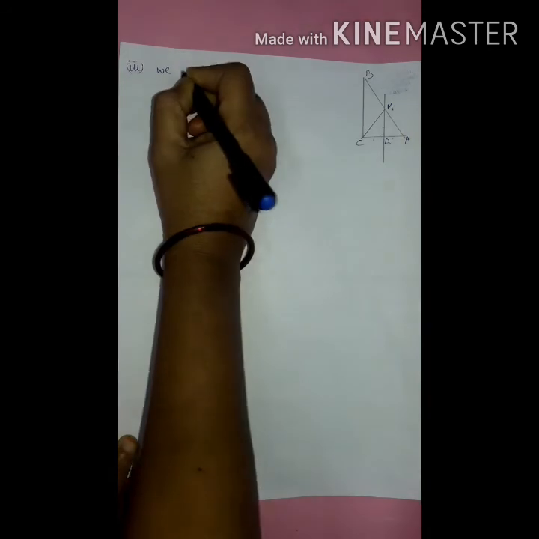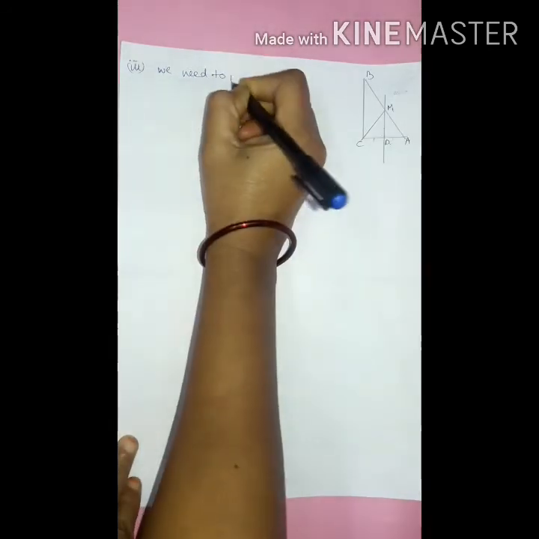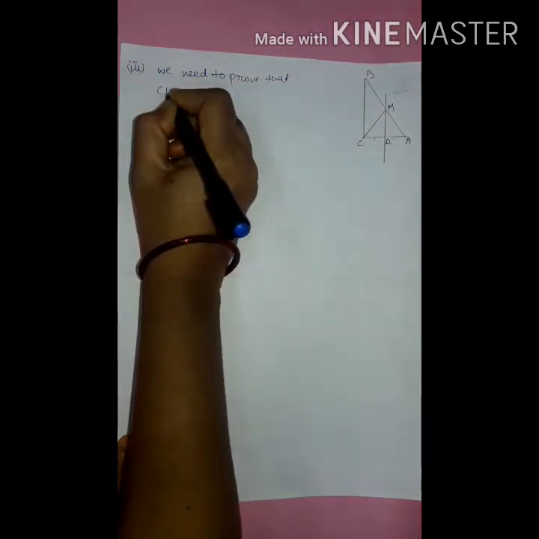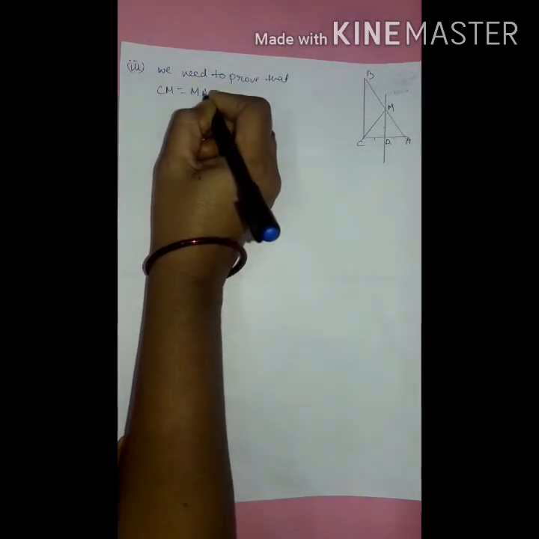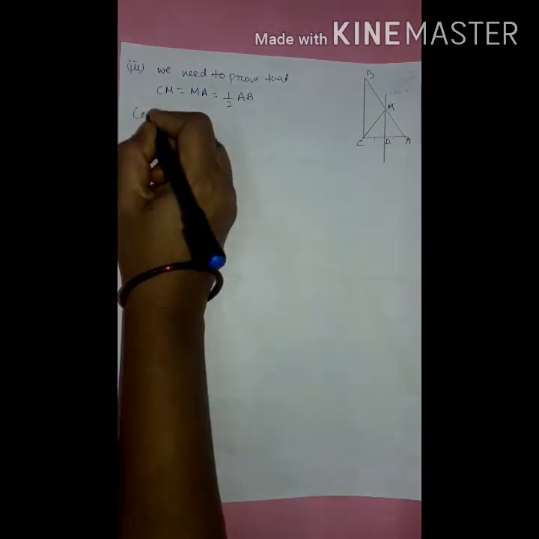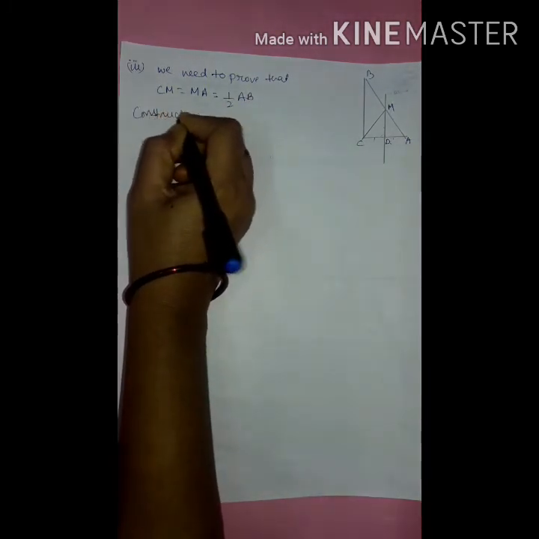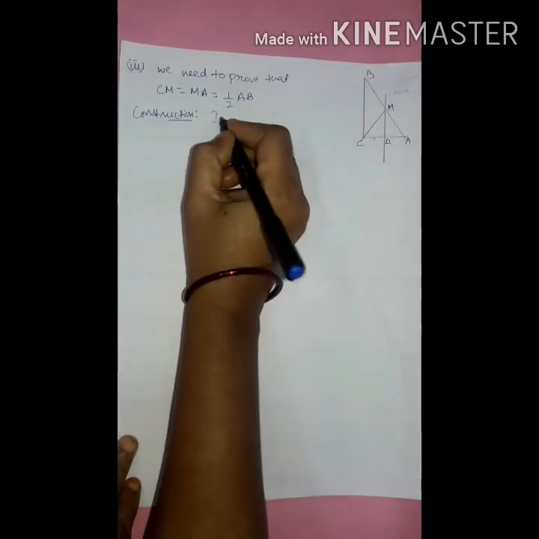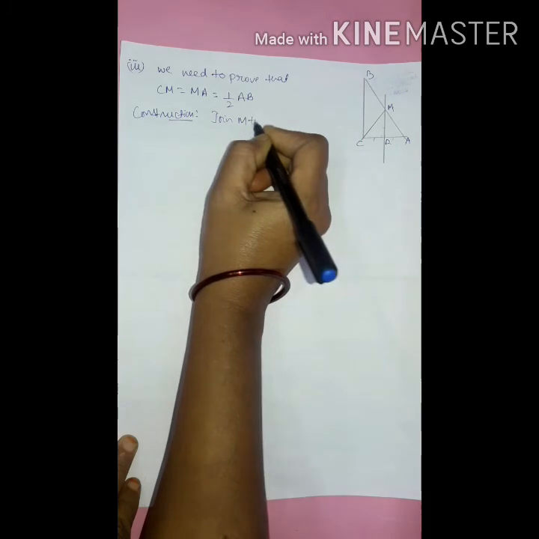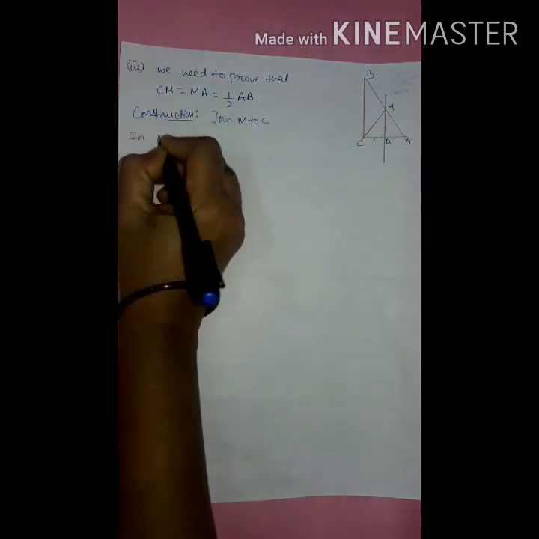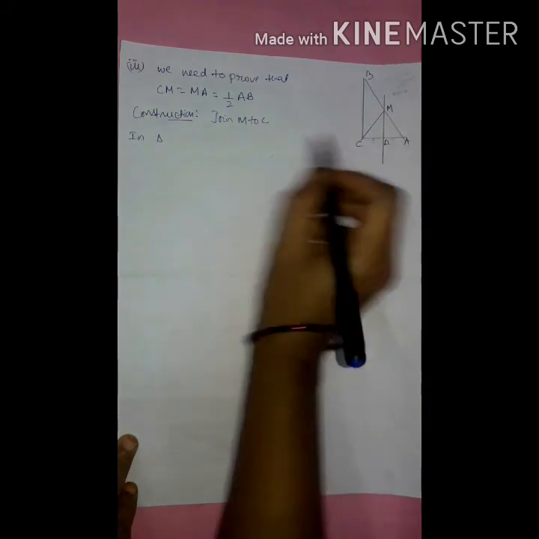So question number 3. What we need to prove is that CM is equal to MA is equal to 1 half of AB. So construction, join M to C.